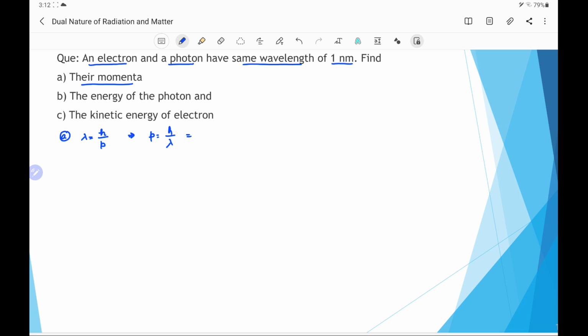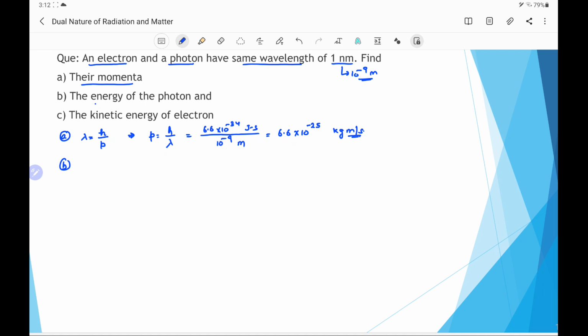Because the wavelength of the electron and photon are given the same, 1 nanometer, that means it is 10 raised to the power minus 9 meter. So their momentum will also be the same. Substituting the value, h is the Planck's constant having the value 6.6 into 10 power minus 34 joule second, and wavelength is given 10 raised to power minus 9 meter. So solving it, it will be 6.6 into 10 raised to power minus 25 kilogram meter per second. So this will be the momentum of the electron as well as the photon.